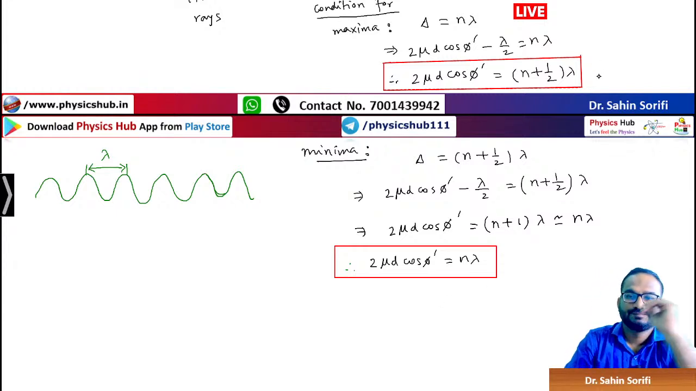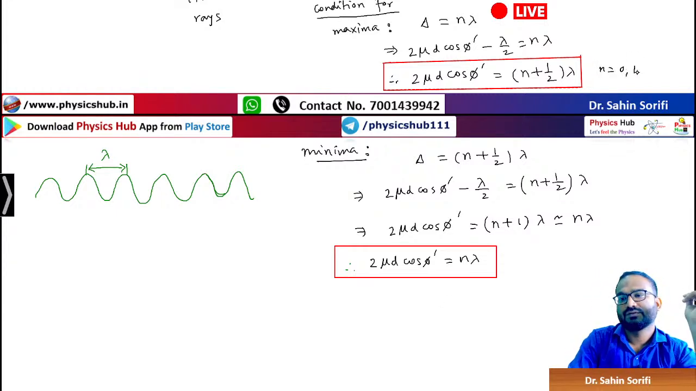And remember, n will run from 0, 1, 2, 3 and so on.